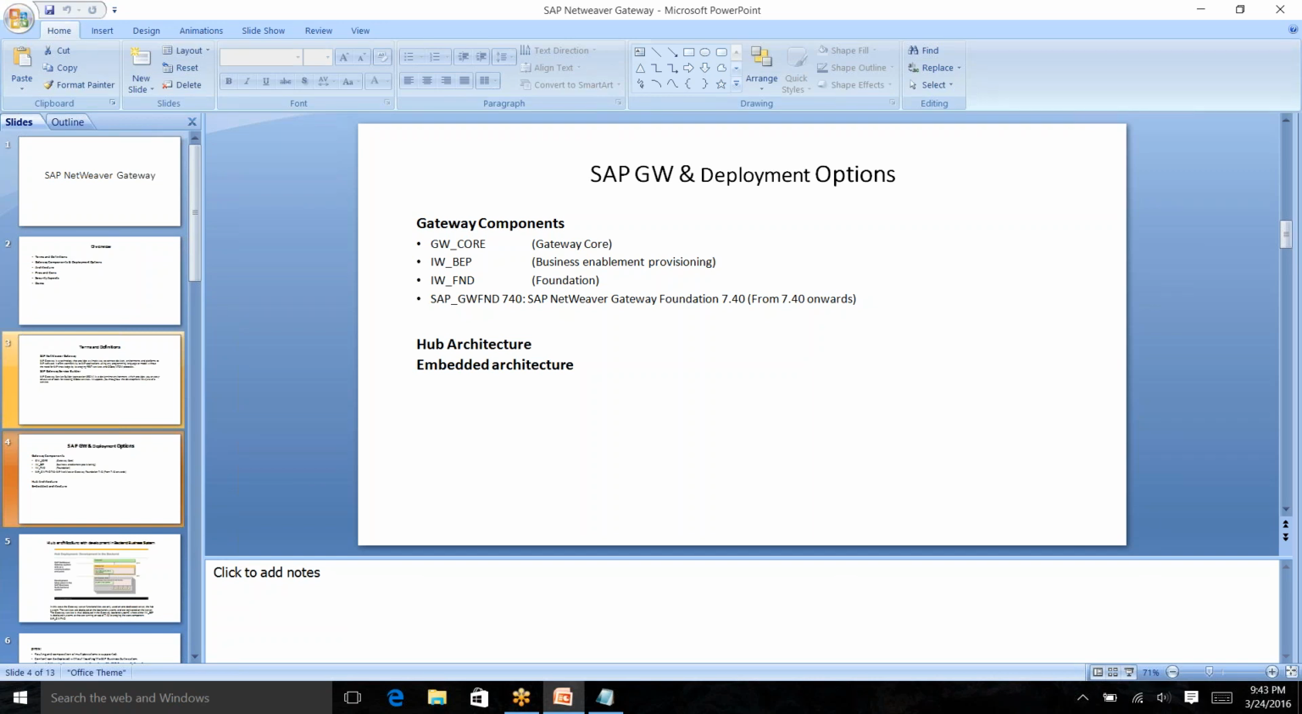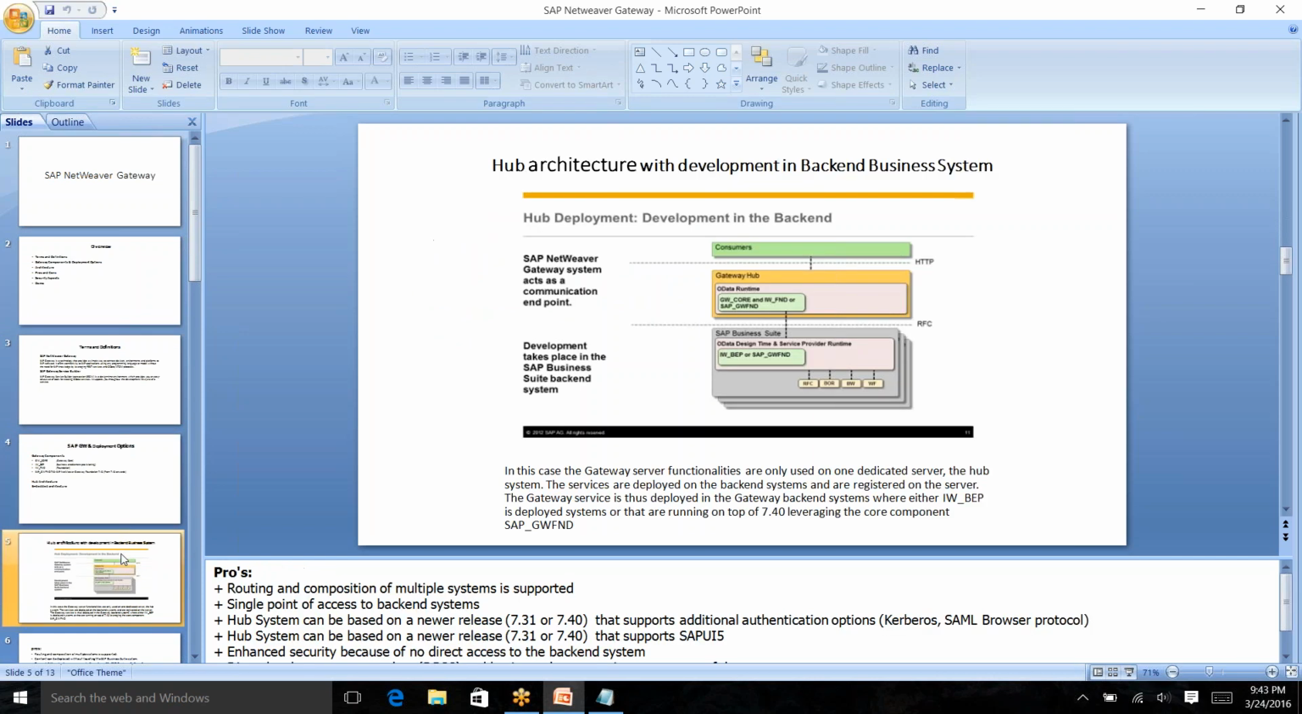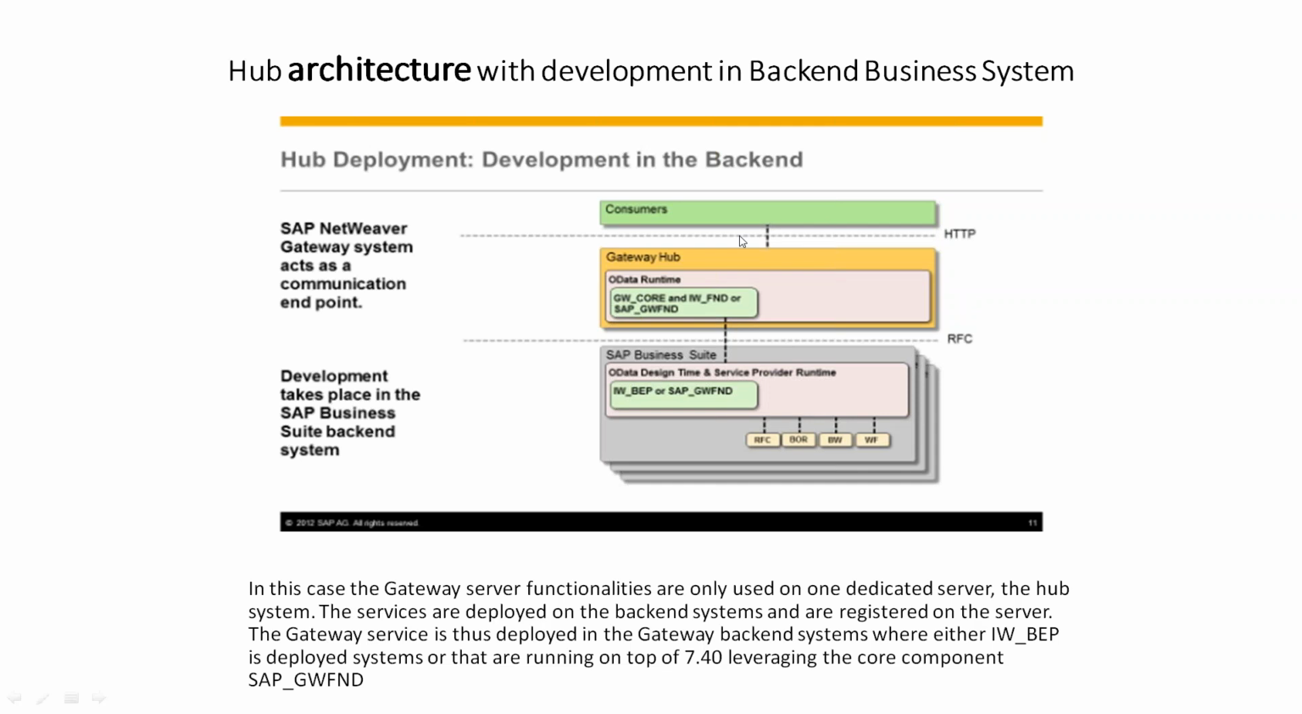So let's see now what central hub deployment means. In the central hub deployment you will have, this is your SAP Business Suite. Let's say you might have ECC, you might have another CRM system, or you might have another BW system. On top of all those, you are going to have another ABAP stack with SAP NetWeaver Gateway components in it. So this is the gateway system. It does not have anything else. It just has SAP NetWeaver Gateway components, right?